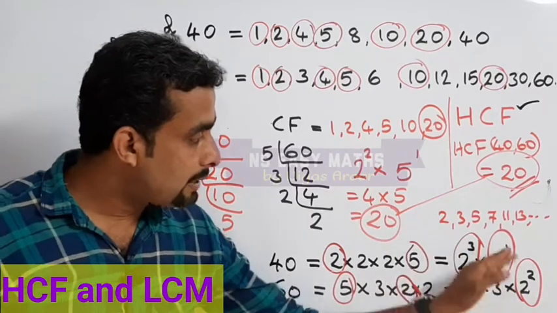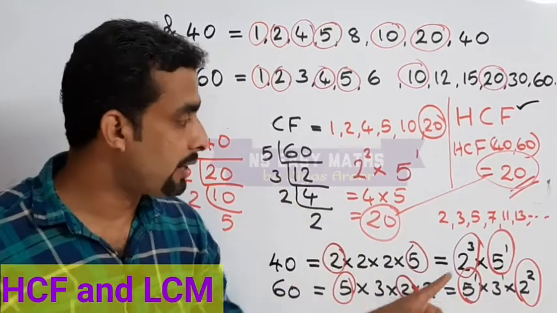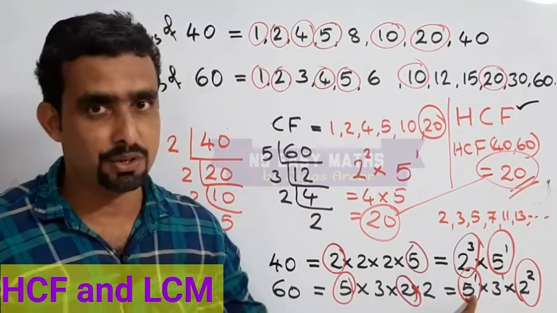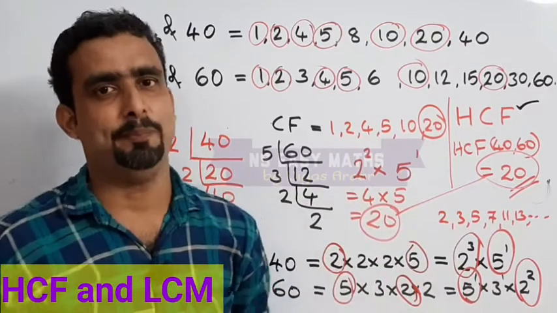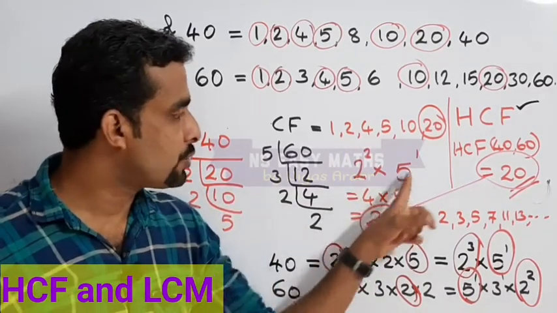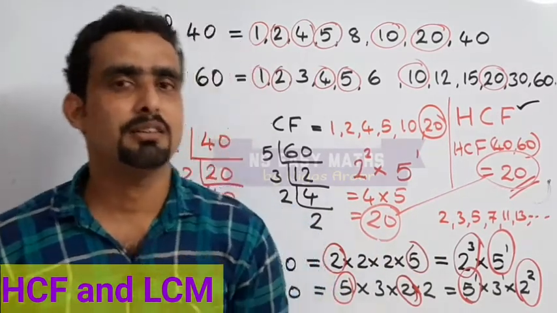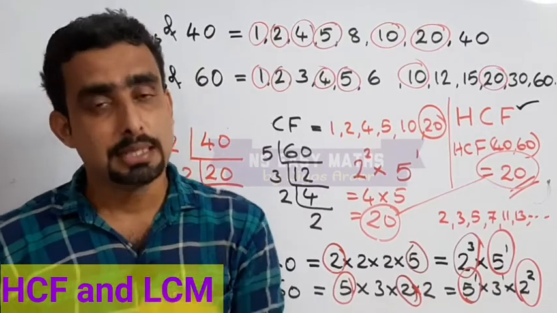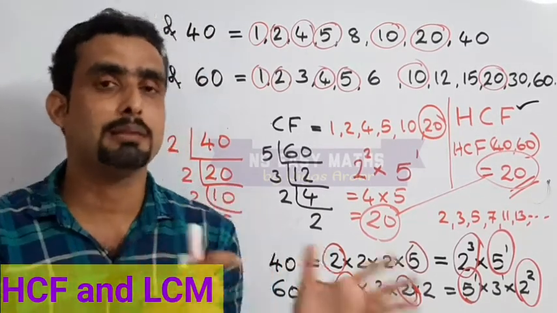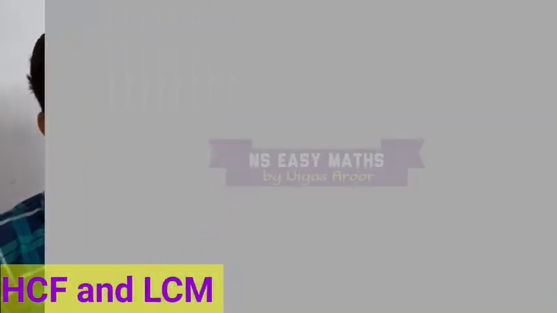Here 2 and 5 are common prime factors. Among that, the smallest power of 2 is 2 raised to 2 and the smallest power of 5 is 5 raised to 1. Product of these two is the HCF. So 2 raised to 2, 4, into 5 raised to 1, 5, 20. This is the highest common factor of two numbers. Similarly, the highest common factor of three numbers also can be found by using the method of prime factorization.